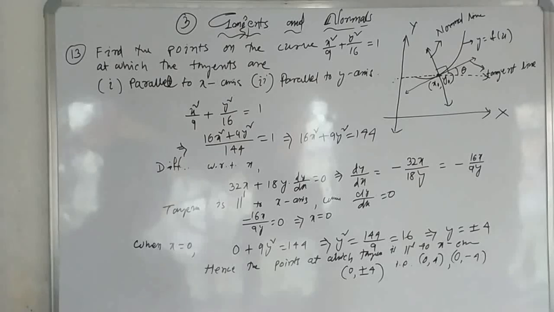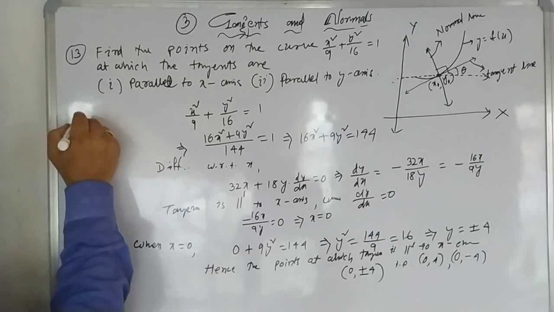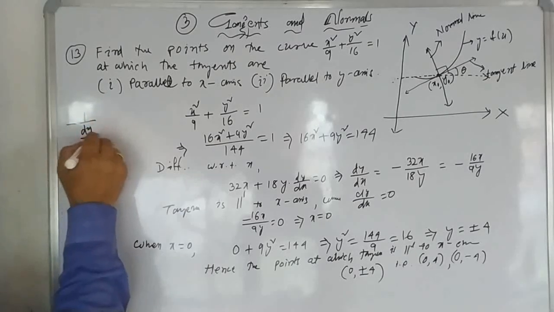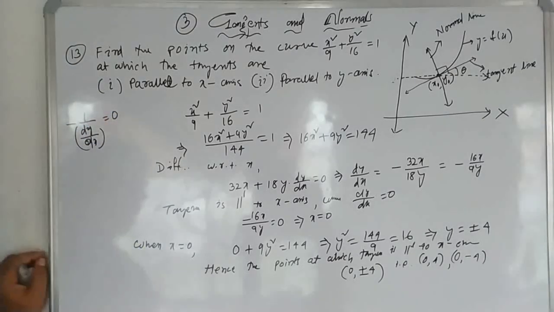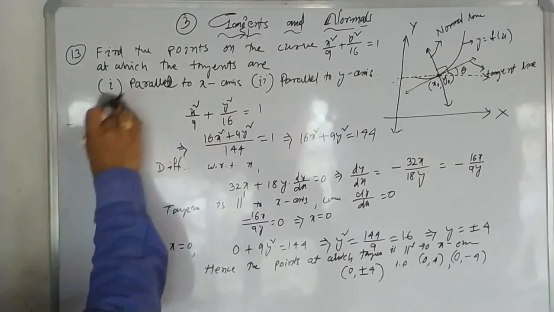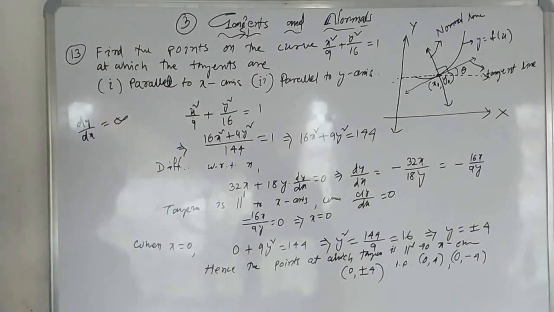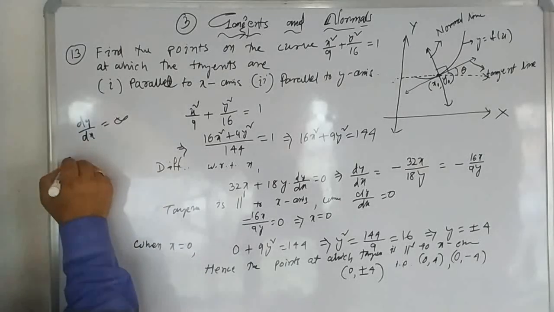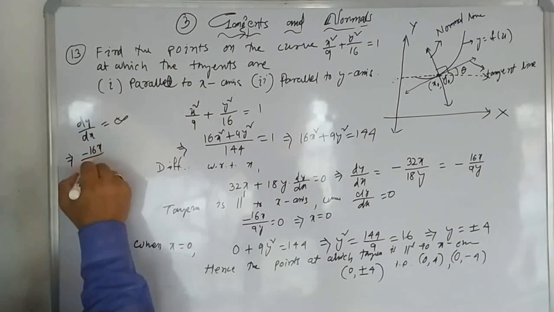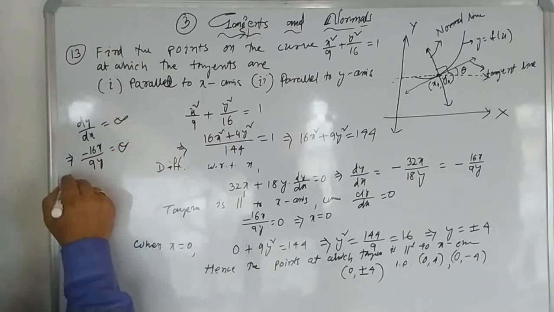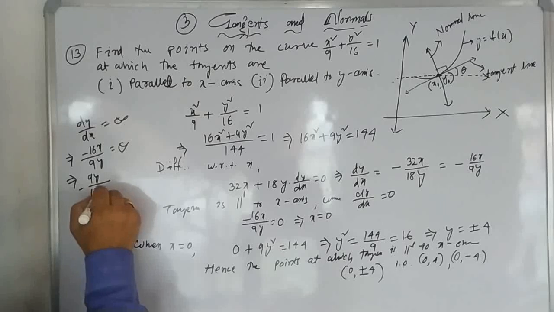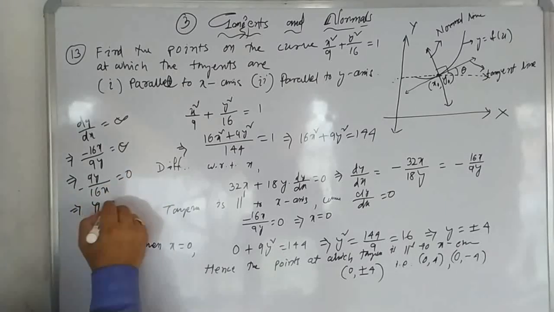When it will be parallel to y-axis, the slope of the normal is 0, that means minus 1 by dy by dx is equal to 0. Or tan theta is infinity, so dy by dx is equal to infinity. So minus 16x by 9y is infinity. This implies 9y by 16x is equal to 0. This implies y is equal to 0.